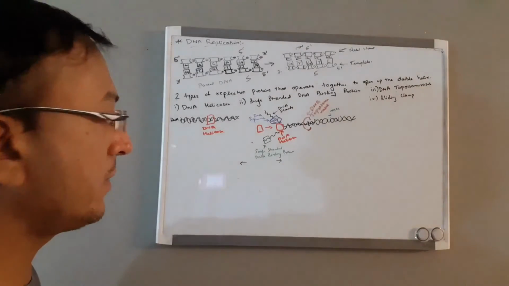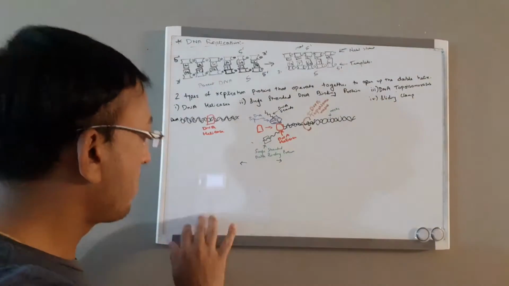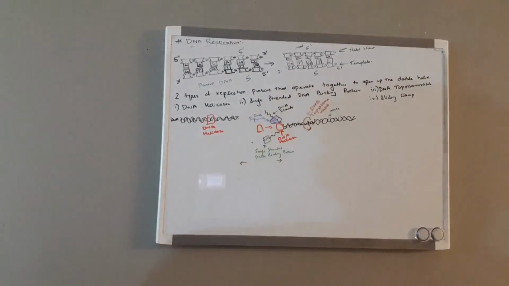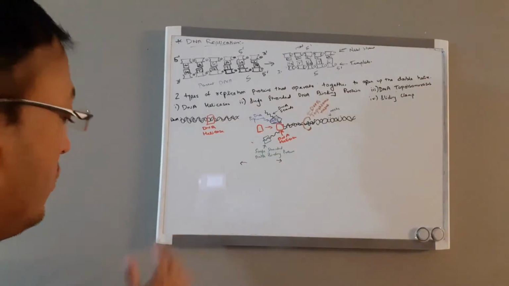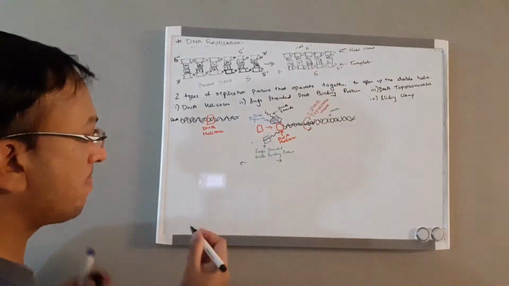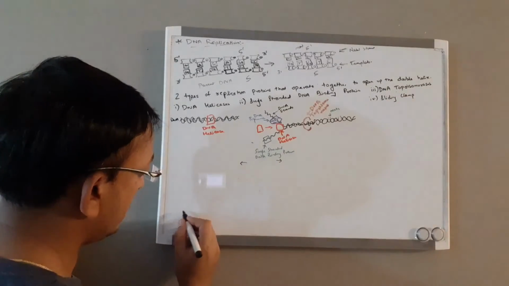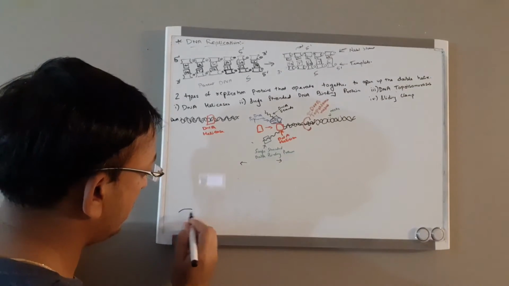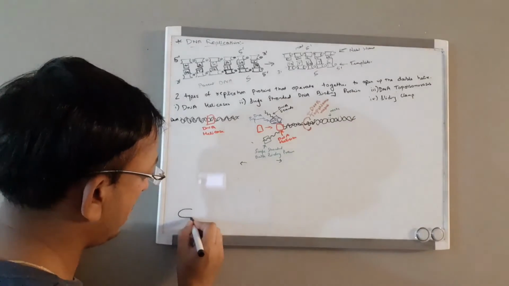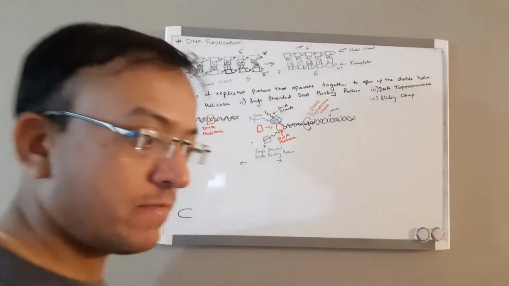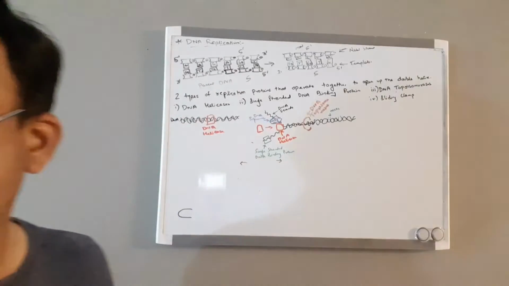I will draw a separate picture here, for example. Alright, so I will show you the clamp, the sliding clamp. For example, I think I'll take the pink one here.